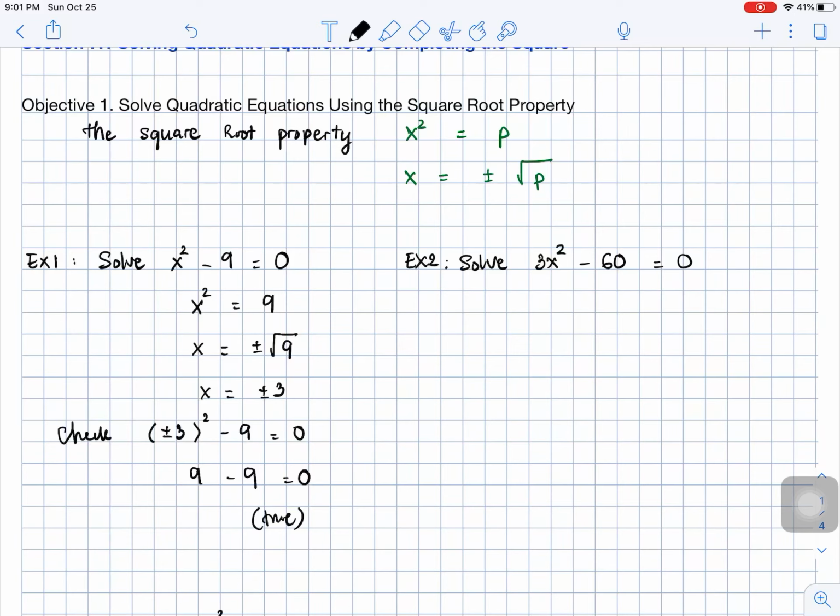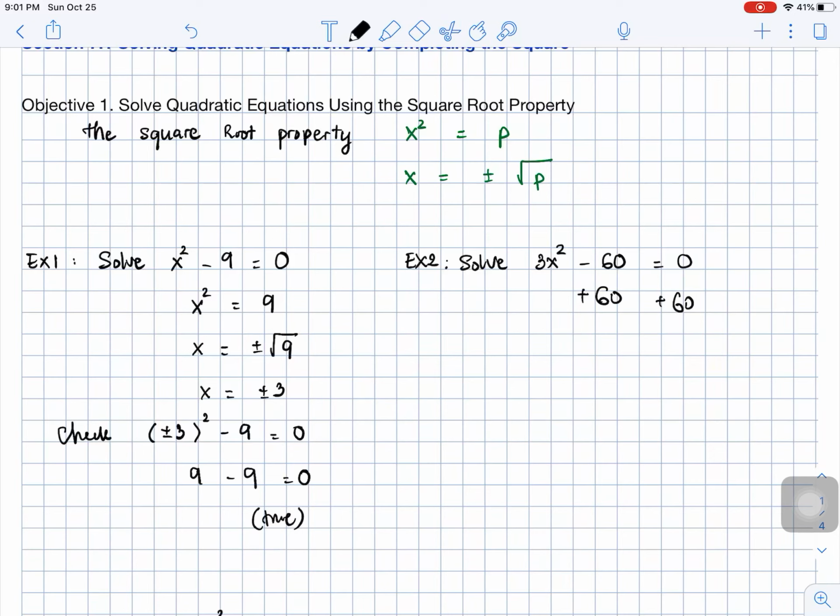We can check our answer by plugging back in. I plug both of them in at the same time. What if I plug plus or minus 3 into the original equation? I will get 9 minus 9, and I get a true statement.